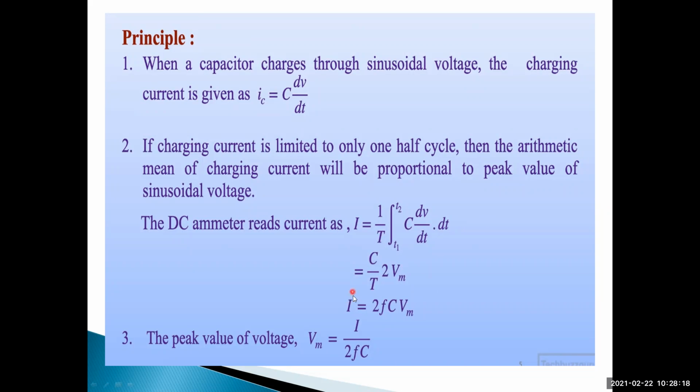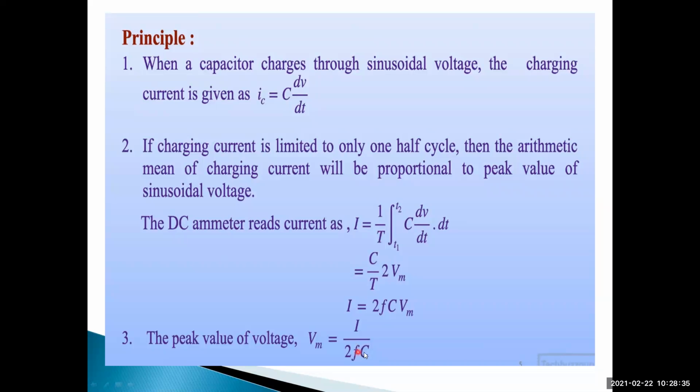So we'll get I is equal to 2 times F into C into Vm. This is called peak voltage. By using that DC ammeter, we have to measure the peak voltages. So in the form of Vm is equal to I by 2FC.